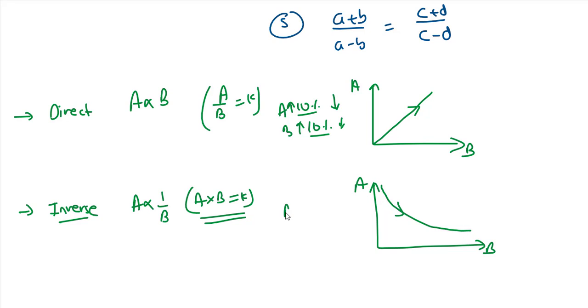So if A increases by 10%, then B will decrease by 9.09%. From where this value of 9.09 is coming, I have explained this concept in a video on percentages. You can watch that. So this is about direct variation and inverse variation. Now we will solve some problems based on these concepts.